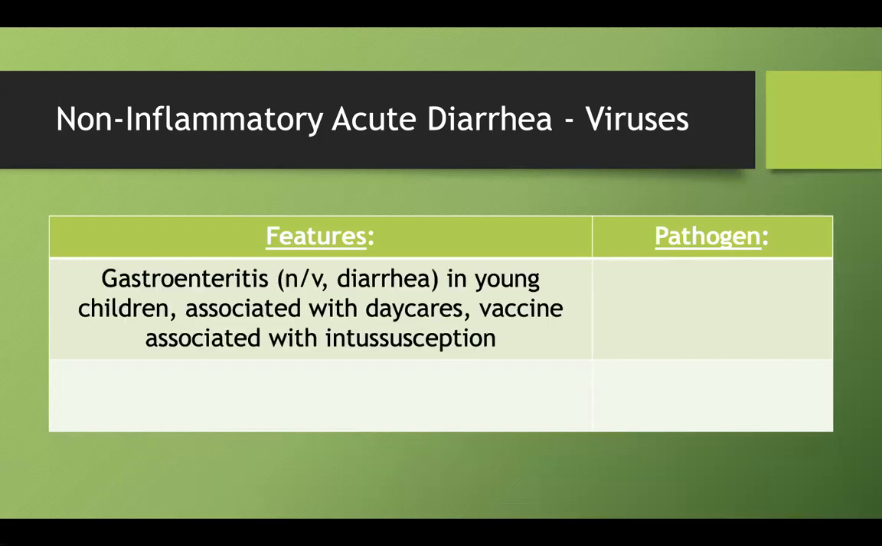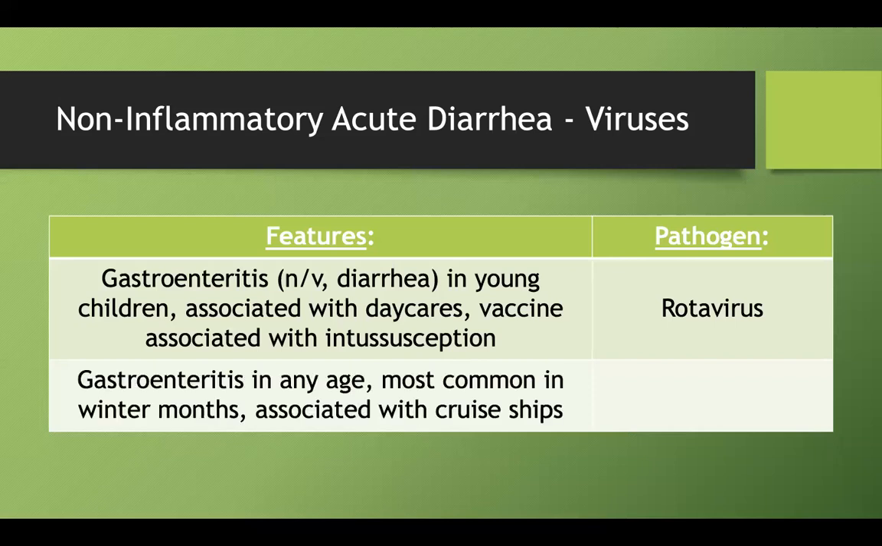So what do you think the virus would be if you had gastroenteritis in a young child? This is associated with daycares, and the vaccine is associated with intussusception. So this would be leaning you toward rotavirus. On the other hand, what if you had gastroenteritis and it could be anybody, any age? It's most common in the winter months, and they love this association with cruise ships. So that would be norovirus.